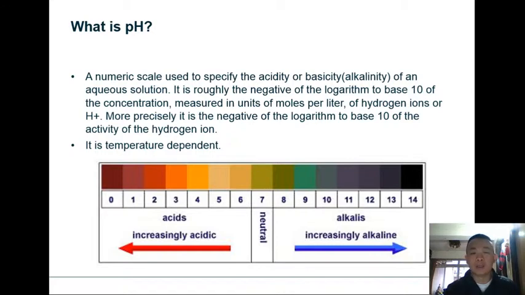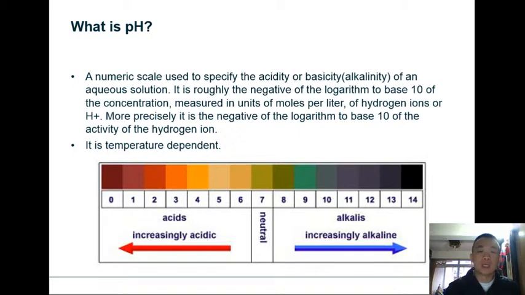It is roughly the negative of the log to base 10 of the concentration, measured in units of moles per liter, of hydrogen ions, or H+. But more precisely, it is actually the negative of the log to base 10 of the activity of the hydrogen ion. The other thing that you should be aware of is this measurement is temperature dependent. So depending on the temperature at which you carry out the measurement, the pH value you're going to get is going to change. So this is something that you should be aware of.